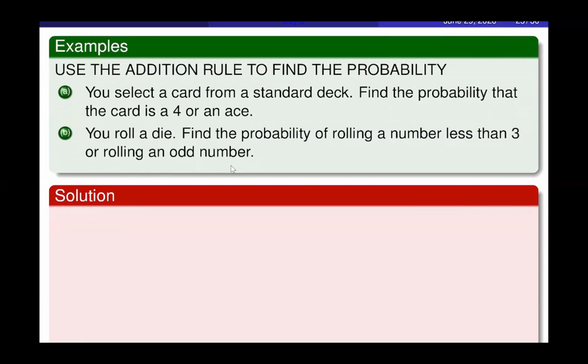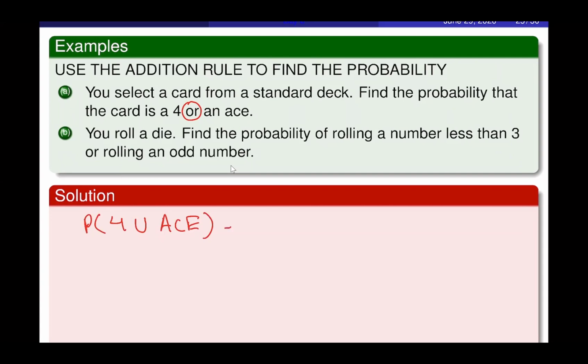All right, so let's do this first problem. You select a card from a standard deck. Find the probability that the card is a 4 or an ace. Right here, the key word is or. If it said and, you could do that, but since it says or, you want to use the probability of 4 or ace. First, decide: is this mutually exclusive or not? If I'm selecting one card, is it possible for that card to be a 4 and an ace at the same time? The answer is no, so these events are mutually exclusive.